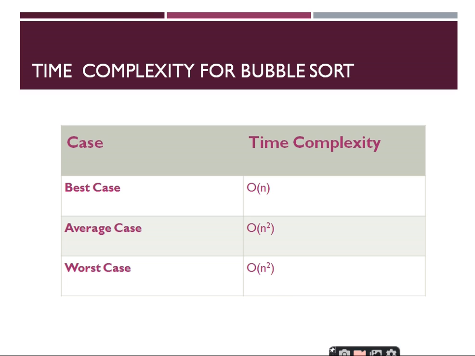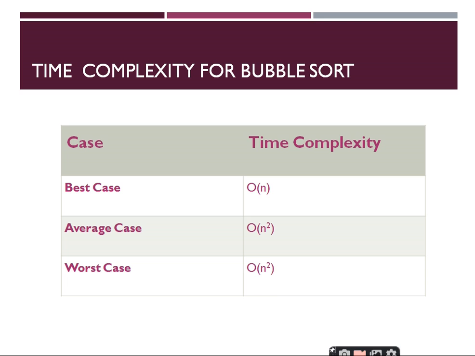In the best case, most of the elements in the given array list are already in sorted order. In the average case, half of the given list is sorted and half of the given list is unsorted. So in the average case, you'll require n square time for sorting.